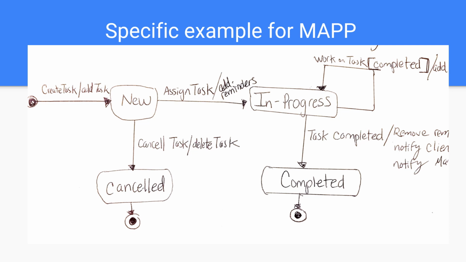Okay, so we start the diagram, and the transition is going to be create the task. That's going to be the event. It's going to create the task, so now it's in a state of new. From then we can cancel it if it was submitted incorrectly, or we can assign the task. That's another event that will change it to in progress. An action can be add reminders, as you see there in the transition arc between new and in progress. Add reminders for the employee, for the supervisor. That's an example.